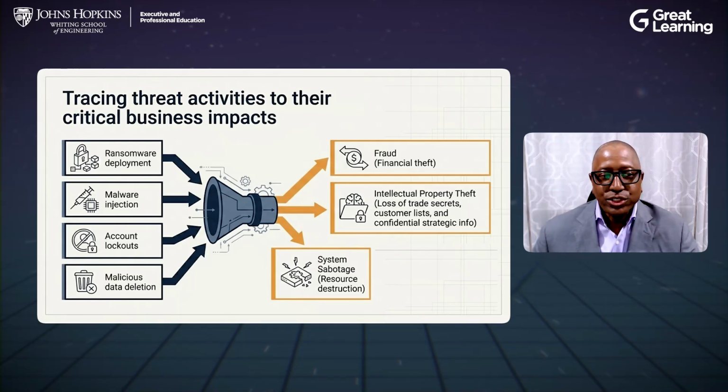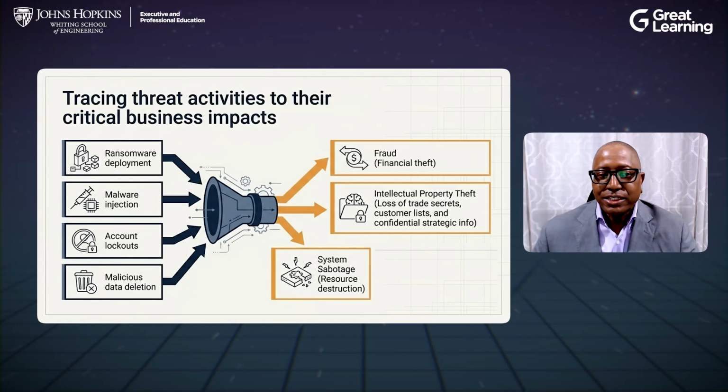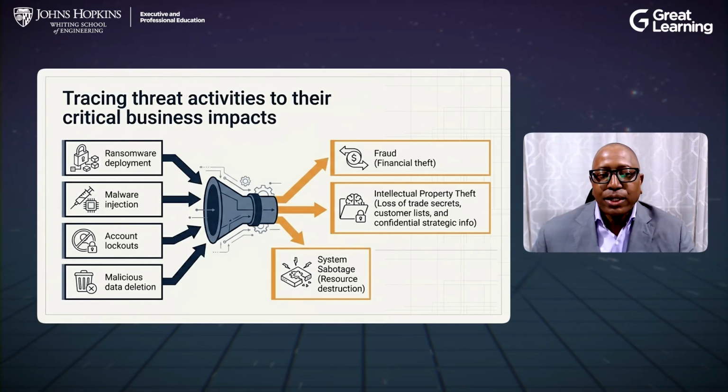Now, when it comes to the threat activities and the associated impact: fraud, intellectual property theft, and system and resource sabotage. Now, fraud is the financial theft. Intellectual property theft are the trade secrets, the customer list, the data, that confidential strategic information that's so critical for your organization. And that was seen in the intentional threats associated with DPRK and the fake IT workers. And of course, ransomware, malware, and account lockouts, data deletion. So those are the threat activities.